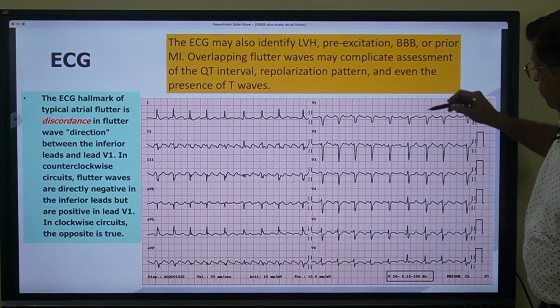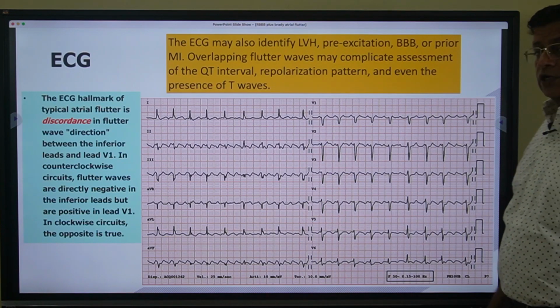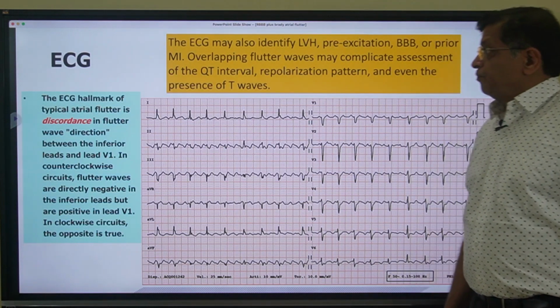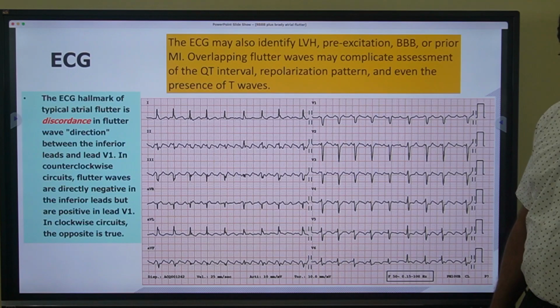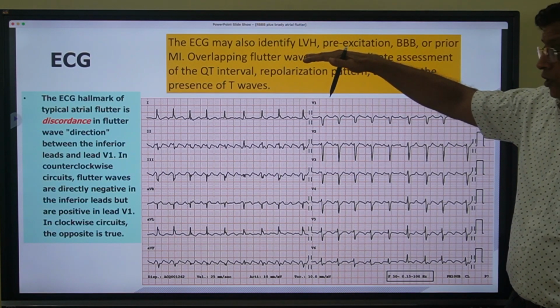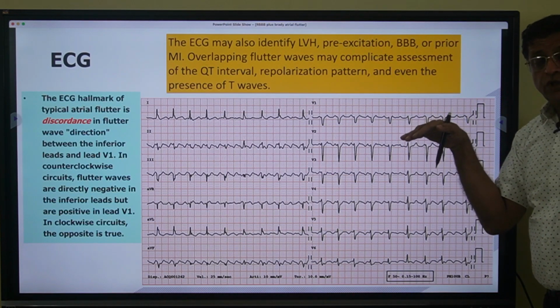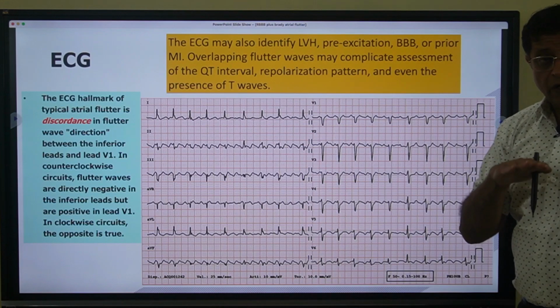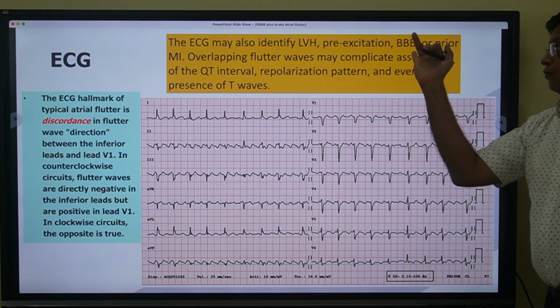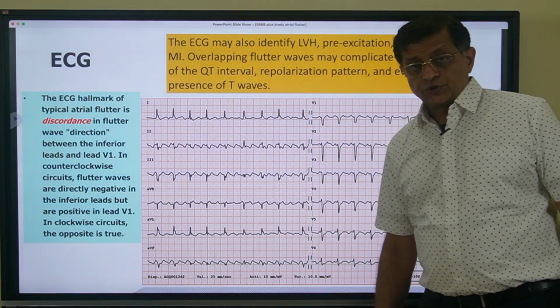In this patient, you are seeing this is the flutter wave, second flutter wave. So ventricular conduction is 2:1. Also, when you see an ECG of flutter, you should also look for left ventricular hypertrophy, whether there is pre-excitation, because if there is pre-excitation, you would like to avoid AV conduction blocking drugs, and whether there is associated bundle branch block or prior myocardial infarction.